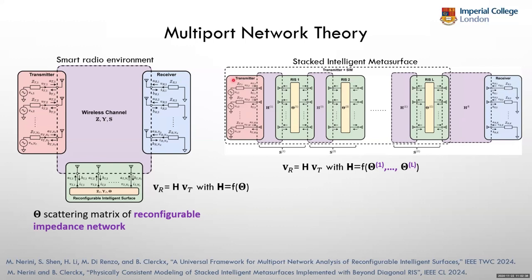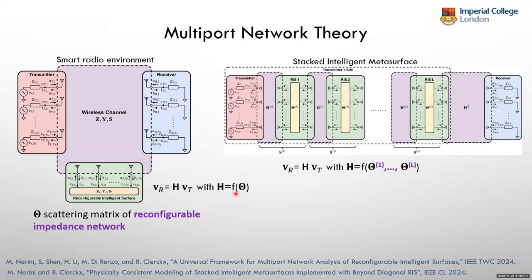Here you have a smart radio environment: a transmitter, a receiver with multiple antennas, and a RIS with multiple elements. What you try to do there is to characterize the relationship between the voltage at the receiver as a function of the voltage at the transmitter. You can find this channel matrix that relates the transmit voltage to the receive voltage, and this channel matrix will be a function of the scattering matrix, or the impedance matrix, or the admittance matrix of the reconfigurable intelligent surface, or the microwave networks of the RIS.